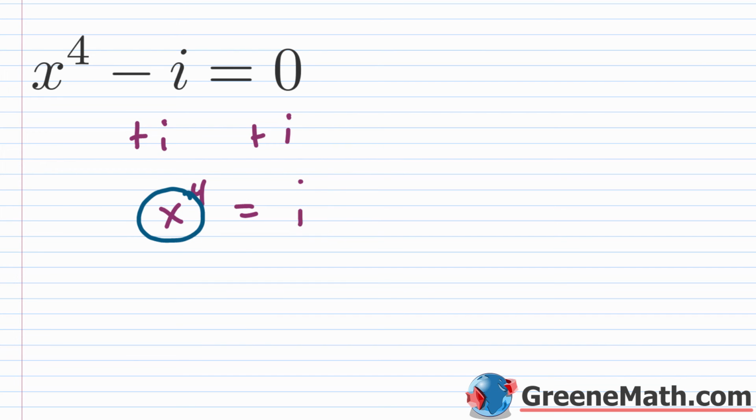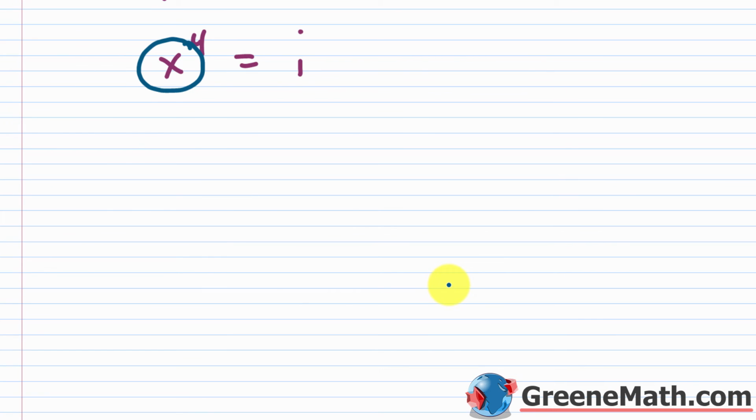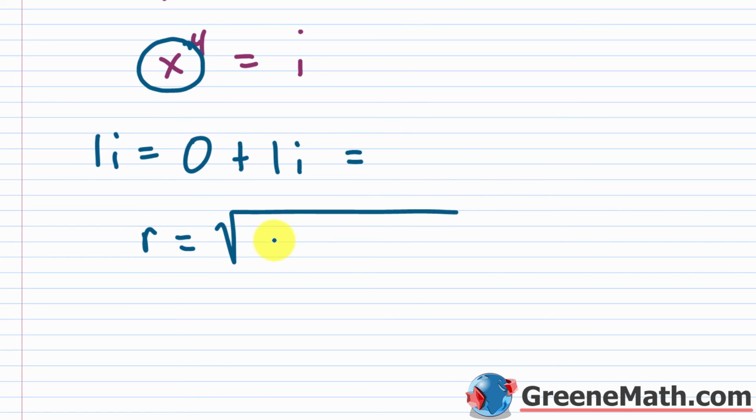So let's come down here, and let's think about this. First, I would write I in polar form. So let's just put 1I there to make that crystal clear. And let's also put that this is equal to 0 plus 1I. And so in polar form, the R value is just going to be 1. So we would say that R is equal to the square root of 0 squared is 0, then plus 1 squared is 1. So the square root of 0 plus 1 is the square root of 1, which is 1.